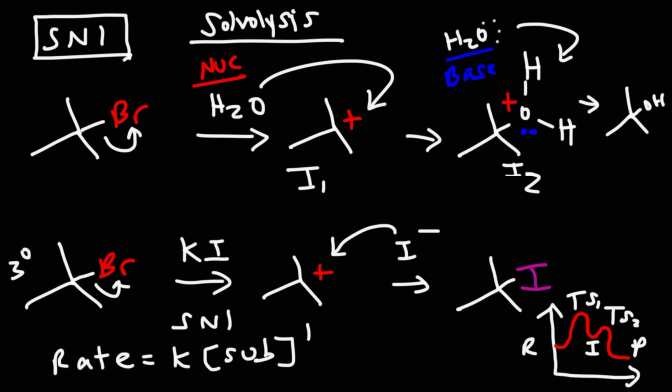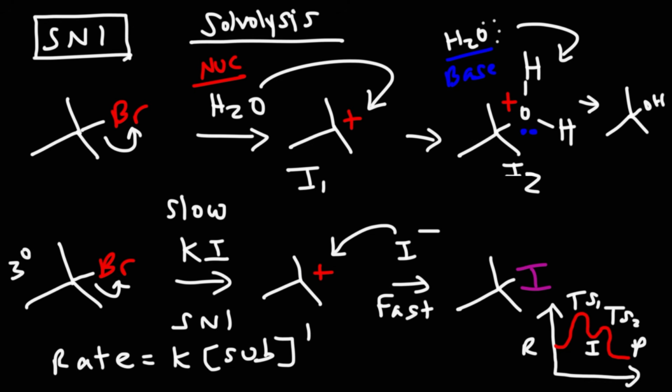Now let's talk about why it depends only on the concentration of the substrate. The first step is the slow step. That's the rate determinant step. Notice that the nucleophile does not participate in the first step. It participates in the second step, which is the fast step. And the rate doesn't depend on the fast step. That's why the nucleophile is not included in the rate law expression.